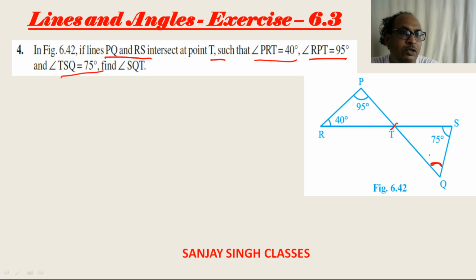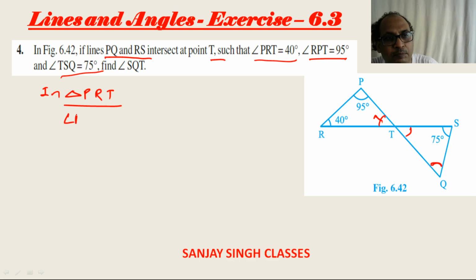So this angle we need to find, but we are not given that any line is parallel, whether PR is parallel to QS, that type of condition we are not given, so we cannot use the property of parallel lines. So better we will use another property. Here we are going to use the vertically opposite angle property. But before that we need to find this angle. So in triangle PRT, we are already having two angles, so the third angle we can find very easily.